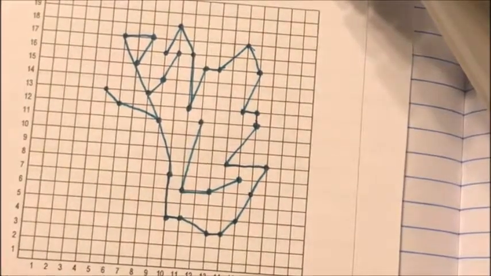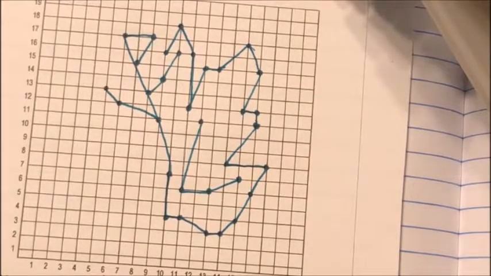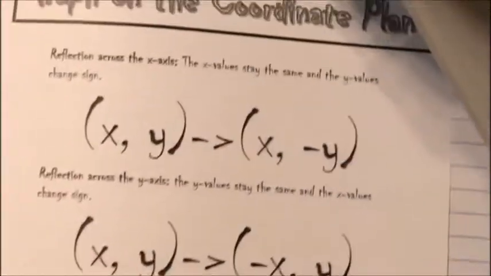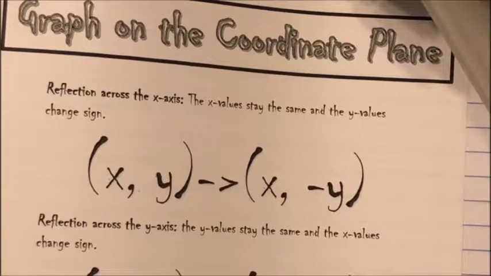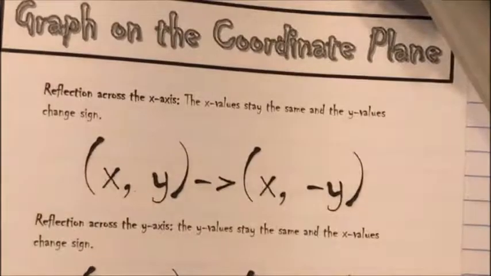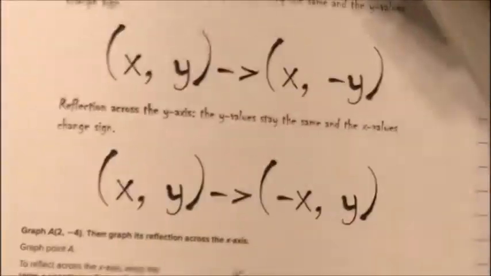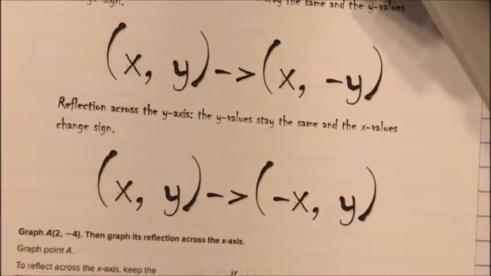So once you're done, you've connected the dots appropriately. This is what your picture should look like. All right, so when we're graphing on the coordinate plane, for the reflection across the x-axis, the x value stays the same and the y values change sign. Okay. So x values stay the same, y values change sign. Reflection across the y-axis, the y values stay the same, and the x values change signs.